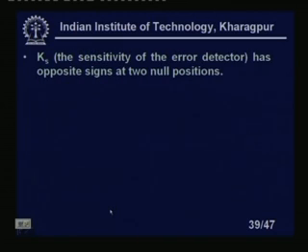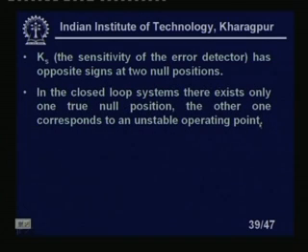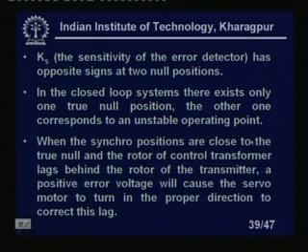K is the sensitivity of the error detector, and it has opposite signs at two null positions. In the closed loop systems, there exists only one true null position, and the other one corresponds to an unstable operating point of the system, right. Now, when the synchro positions are close to the true null, the rotor of the control transformer lags behind the rotor of the transmitter. A positive error voltage will cause the servo motor to turn in the proper direction to correct the lag. If this is positive, it will always correct the lag, right.